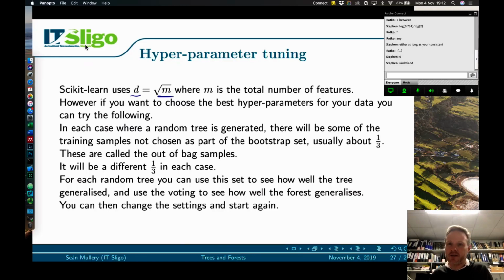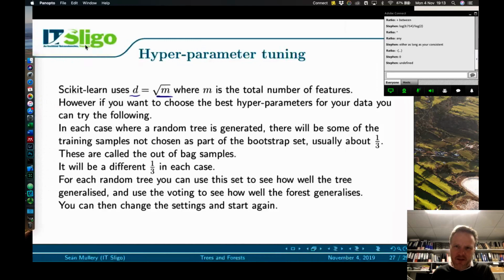This is if you're trying to see how well different n and d values work, because as you change n, you're going to have a different amount left out, and as you choose d, you're going to have a different amount left out. So you're going to get different results, and you can use that third that you've left out to test the generalization of that. Okay, and you can start again.